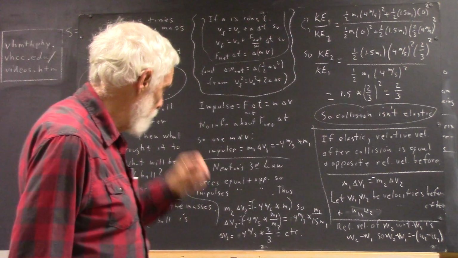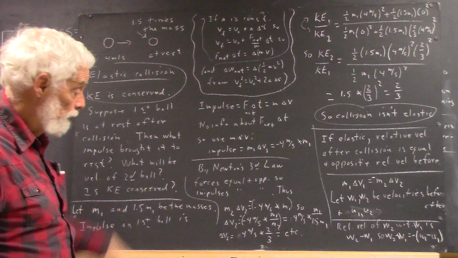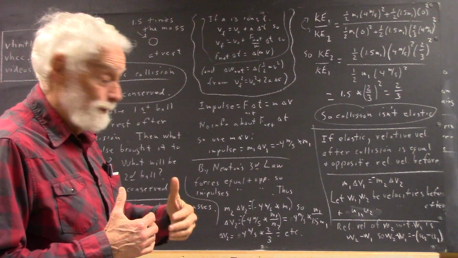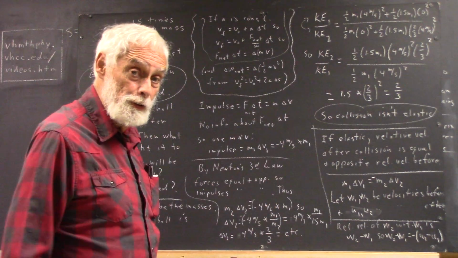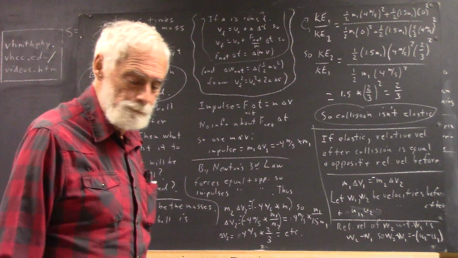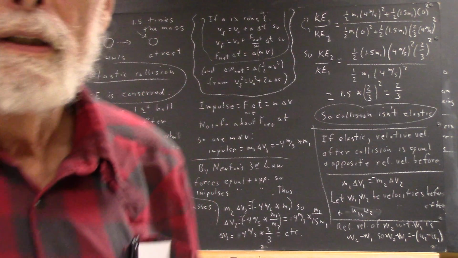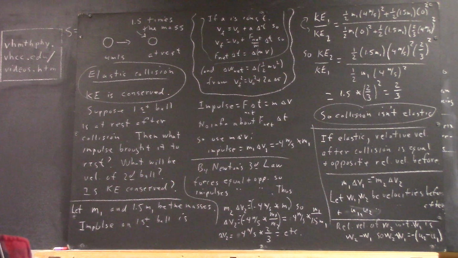So there we have it, and then we can easily see what the velocity of the second ball after the collision will be. Initially, it was 0. The change was 2/3 of 4 meters per second, so the final velocity will be 2/3 of 4 meters per second. Now, we'll get to the changes in kinetic energy, but this particular video is getting a little bit long.